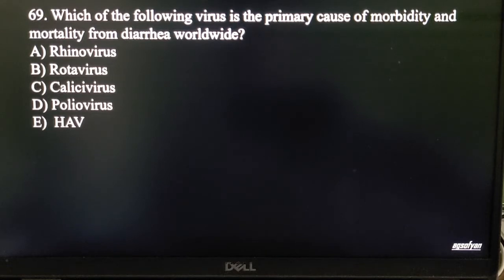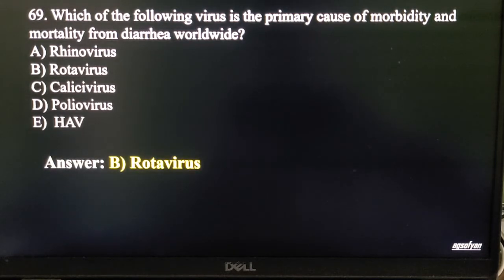69. Which of the following viruses is the primary cause of morbidity and mortality from diarrhea worldwide? Rhinovirus, rotaviruses, caliciviruses, polioviruses, and hepatitis A virus. Choose your answer. Yes, the answer is rotaviruses. This is the primary cause of morbidity, which means sickness or illness, and mortality, which means death, from diarrhea. So rotavirus is mostly a GI tract infection.